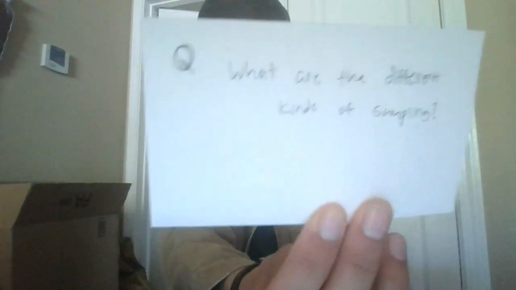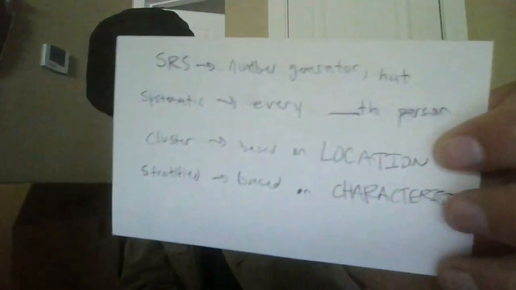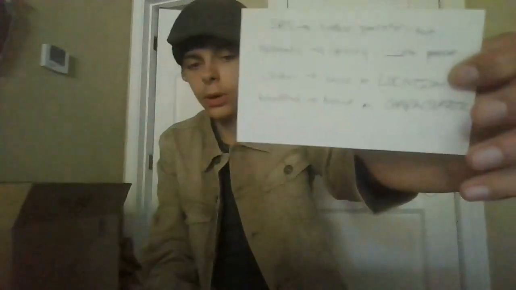What are the different kinds of sampling? Sometimes they might ask you that. Simple random sample is probably the most common. That's if you used a number generator or names out of a hat. Systematic is like maybe you're using a computer or every nth person. So that means like every 50th person, they're in the sample.